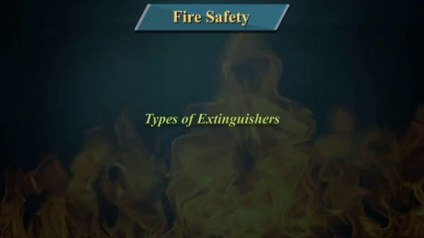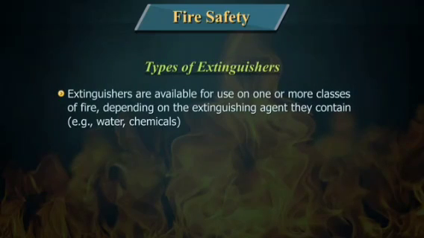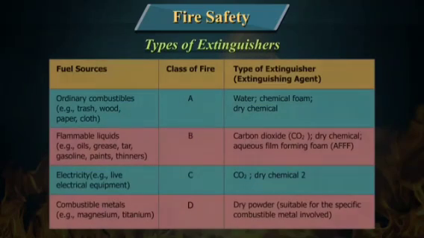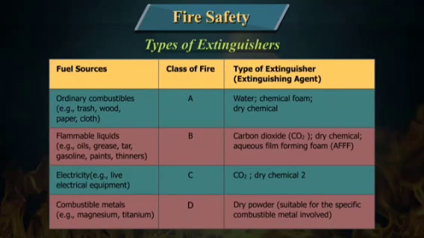Types of extinguishers. Extinguishers are available for use on one or more classes of fire depending on the extinguishing agent they contain, for example, water or chemicals. Fire extinguishers are rated as A, B, C, or D, or combinations of A, B, C, and D. Now let's see the chart below. Fuel sources, class of fire, type of extinguisher.